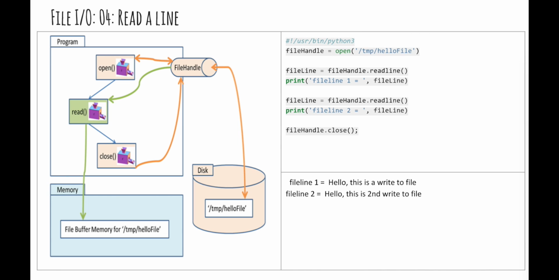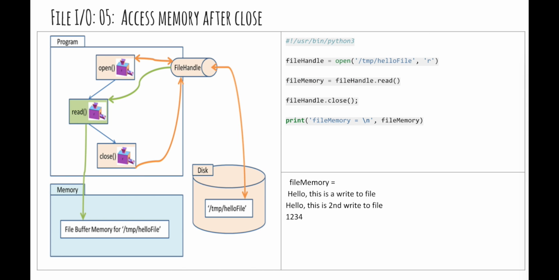In this scenario, we'll demonstrate how to read line by line from the file. So first we open the file to get a file handle. Then we call the readLine function on the file handle to read one line at a time, and then we print the line. We repeat calling readLine and print the second line. Finally, we close the file handle to release OS resources.